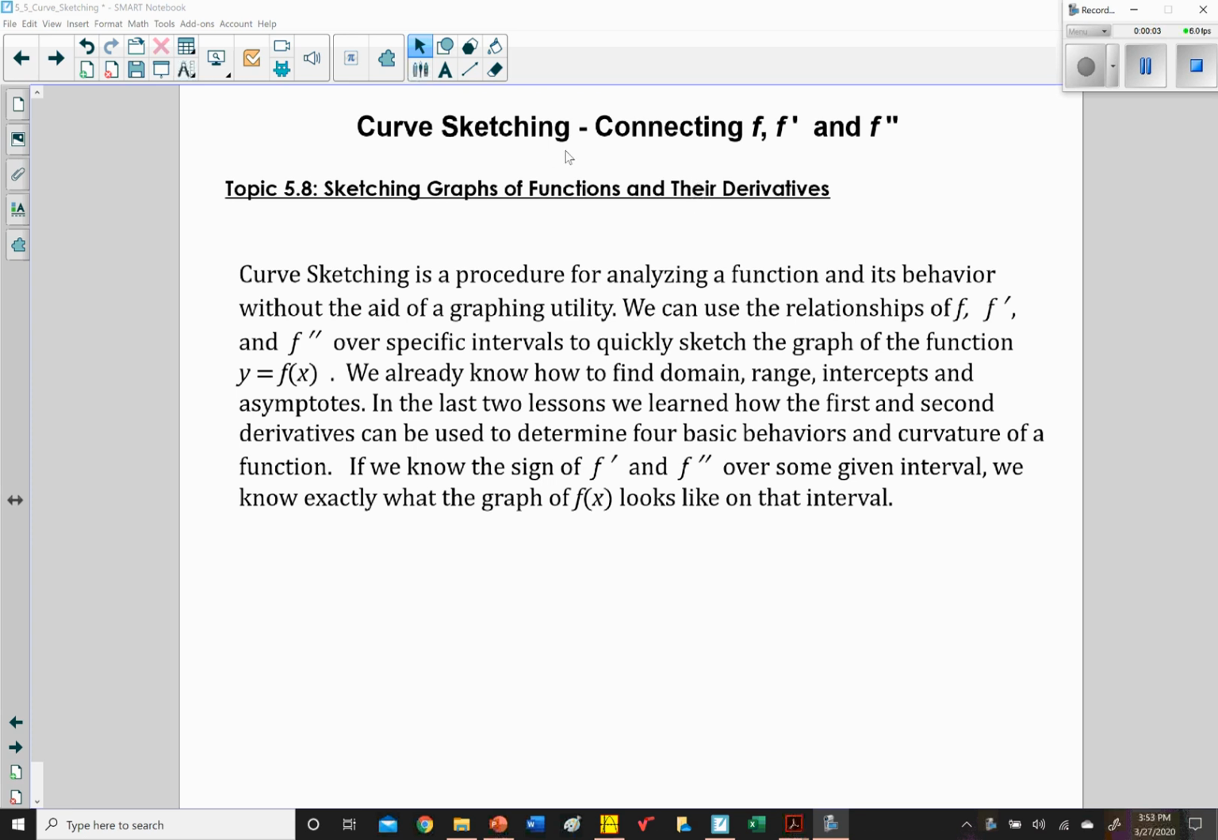This is lesson 5 in Unit 5 on curve sketching, where we're going to look at a procedure for making relationships and connecting those relationships between a function, its derivative, and second derivative.